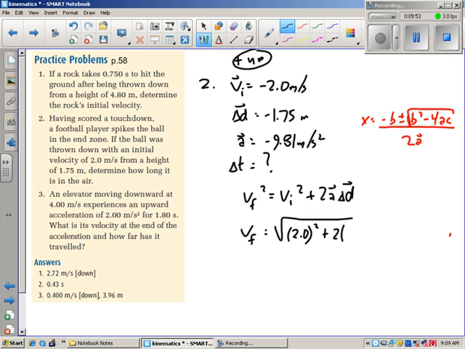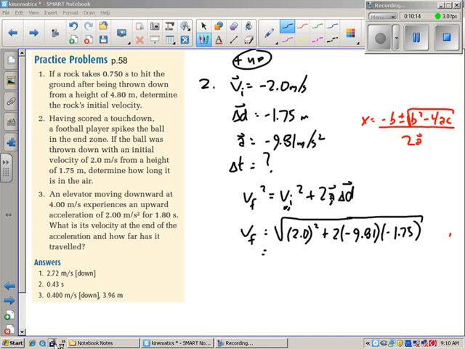Sarah? Right, good. This is speed. It's a scalar. It doesn't have direction. So it's going to be positive 2.0 squared. This is still going to be neg 9.81 because it's a vector. D is going to be neg 1.75. Because it's a vector, it's going to be negative as well.